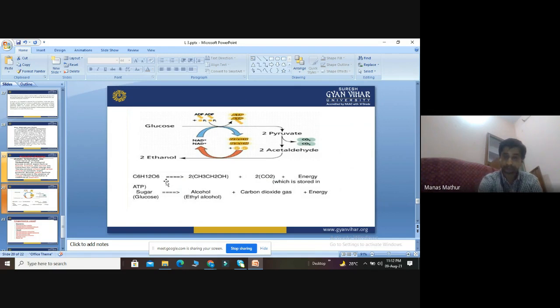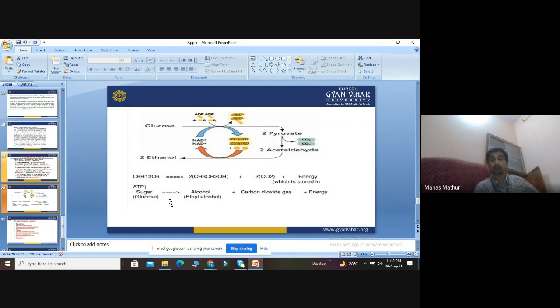C6H12O6 will form two molecules of ethanol and two molecules of carbon dioxide. Some energy is stored. ATP is released. So it means this sugar molecule is converted into alcohol. This process releases one gas, carbon dioxide, with the release of some energy. So this is the overall biochemical reaction which takes place during the process of anaerobic fermentation.